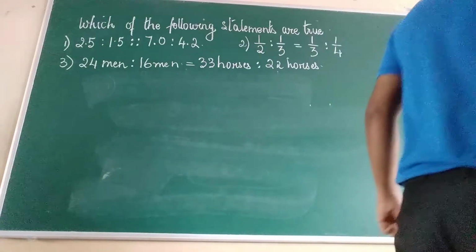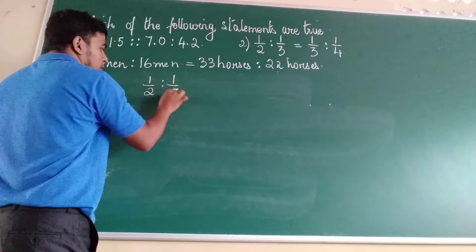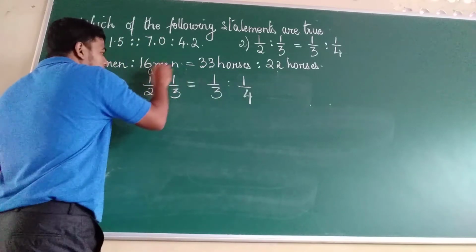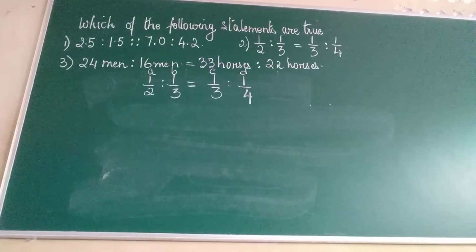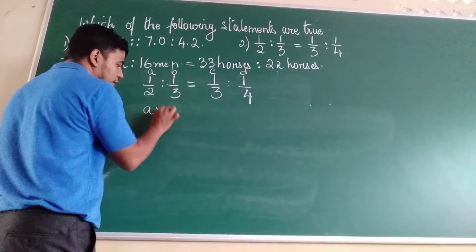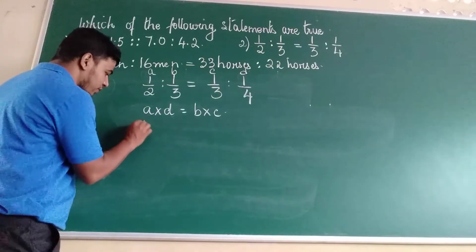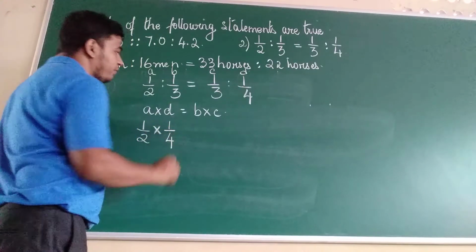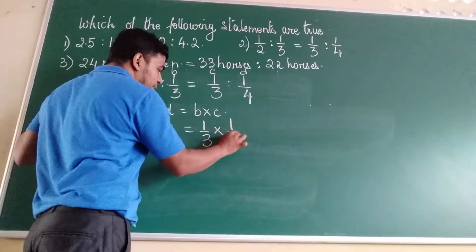Let's see the second one, that is half is to 1 by 3 is equal to 1 by 3 is to 1 by 4. So this will be your A, B, C, D. Then we know A into D is equal to B into C. We check A into D is equal to B into C. Now take A as half into D is 1 by 4 and B is 1 by 3. C is also 1 by 3.